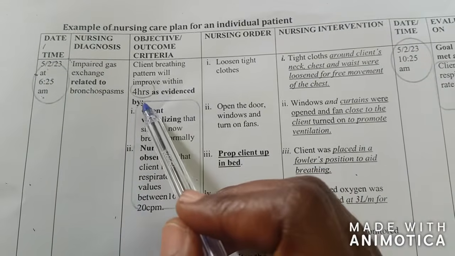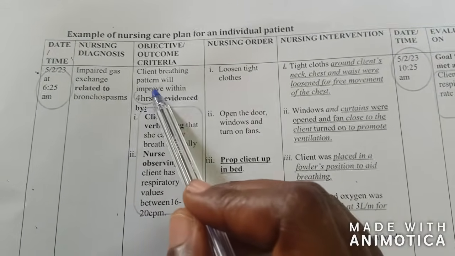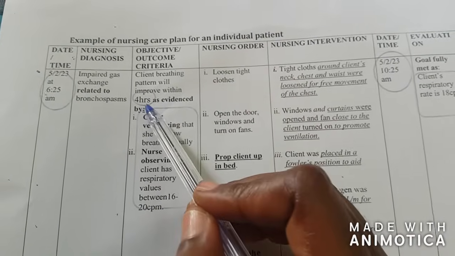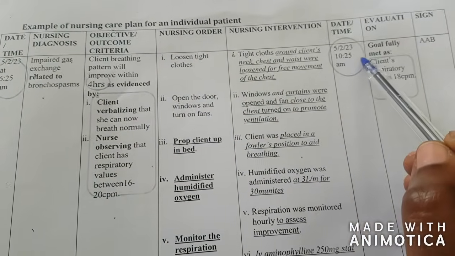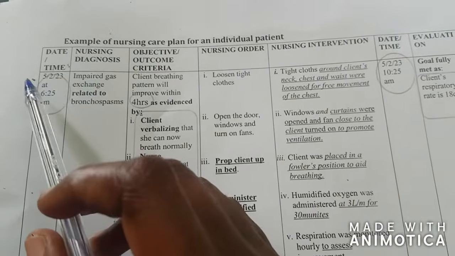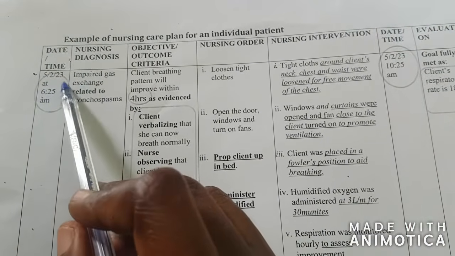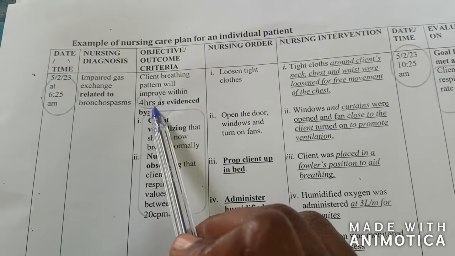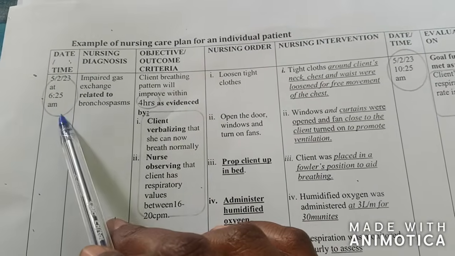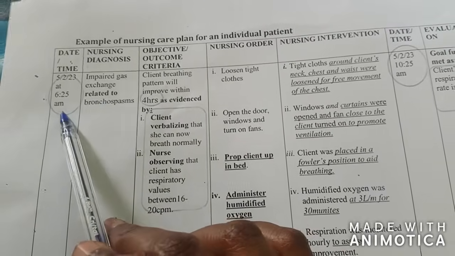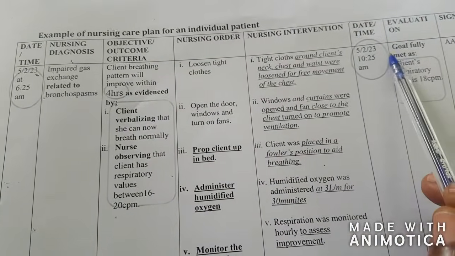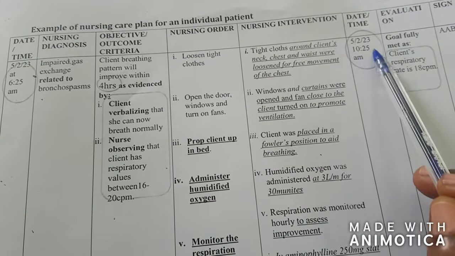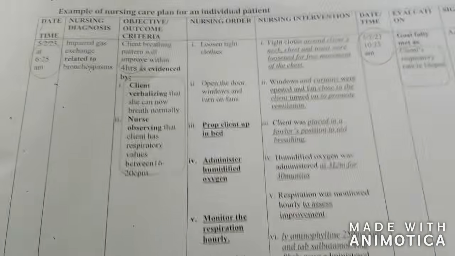This is the duration that was given in the objective that the problem will be solved. And this is the time that we are evaluating. So you see, problem identified 5th February 2023 at 6:25 a.m. And you said the problem will be solved in 4 hours. So the evaluation will be 4 hours plus the time of identifying the problem, which is 5th February 2023, 10:25 a.m.